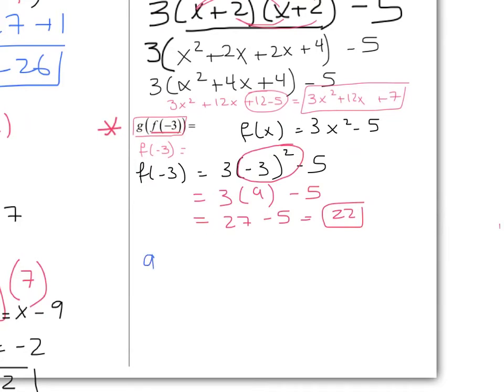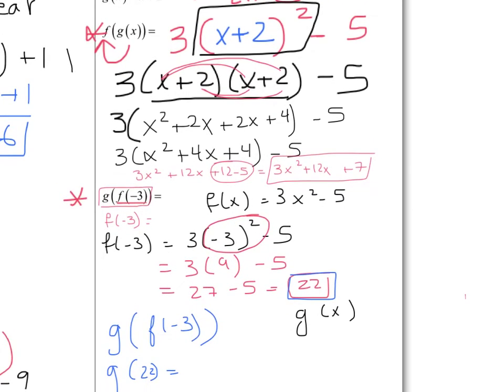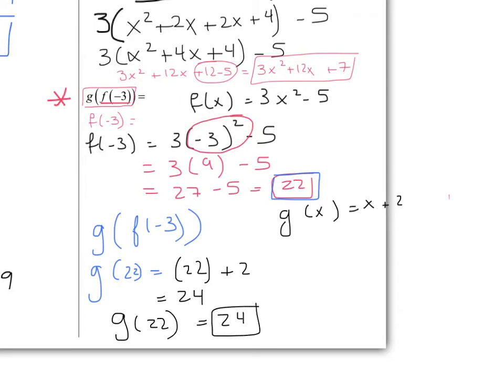Let me write it down. G of f of negative 3. I just found f of negative 3 to be 22, so g of 22 equals what? So I need to know the equation for g. What is g? G of x, let me write it on the side. G of x is x plus 2. So, g of 22 means whatever x is, you plug in 22. Since it's x plus 2, it's 22 plus 2, which is a 24. So g of 22 is 24, and that would be the final answer.